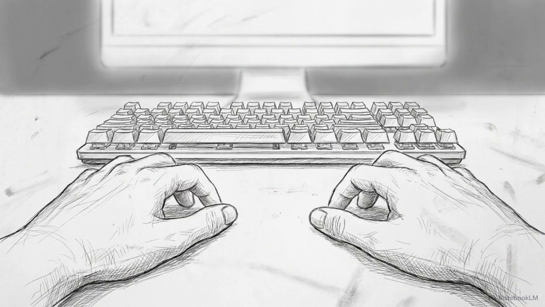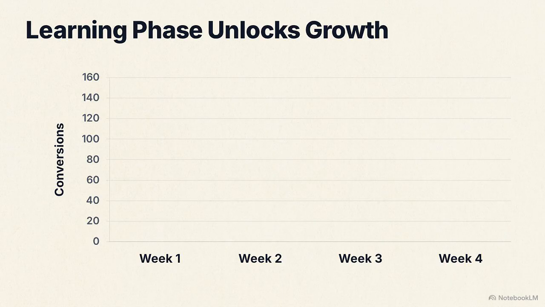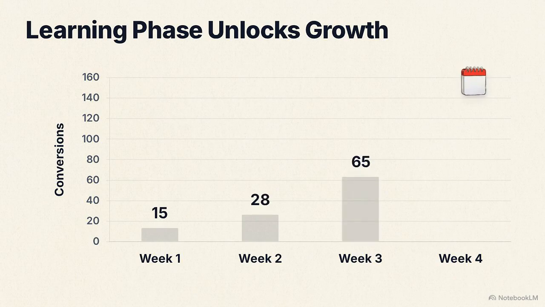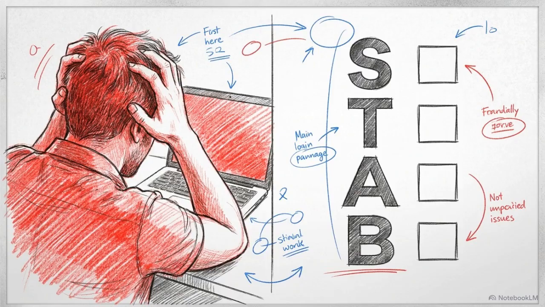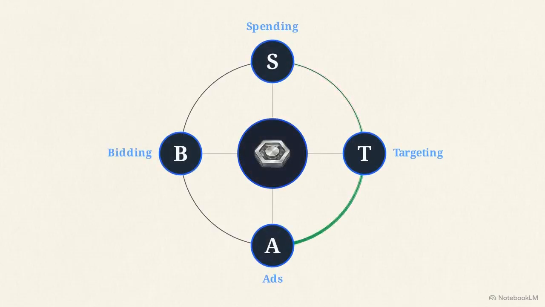Now, step away from the keyboard. The algorithm needs several weeks to gather performance data under these new parameters. Do not interfere with it. Adopting the S.T.A.B framework moves you away from emotional guesswork and into a repeatable process for identifying exactly where your next dollar of profit is coming from.